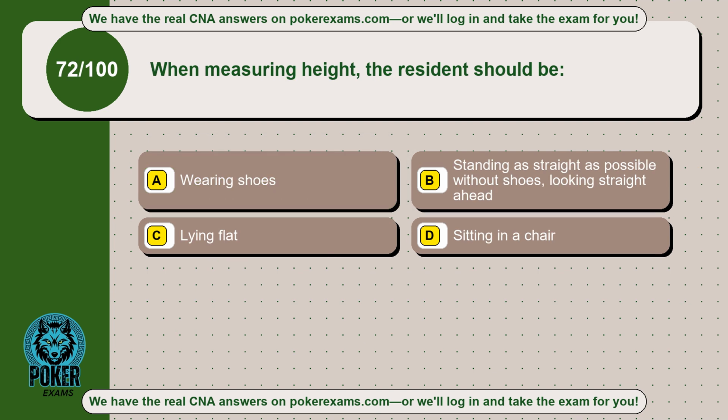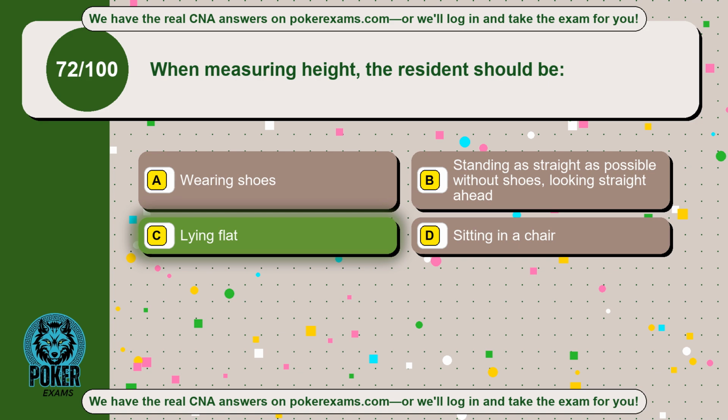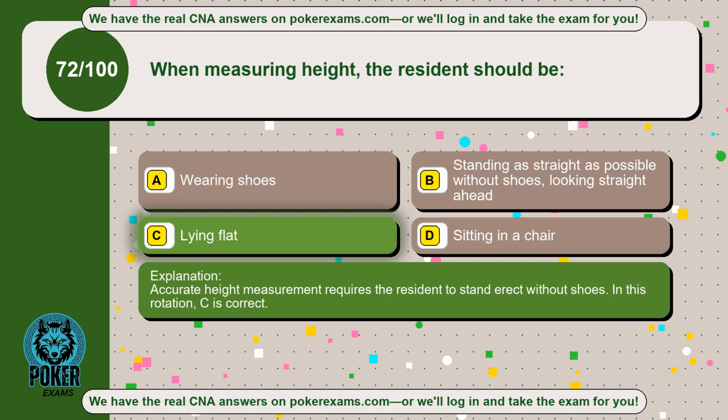Question 72. When measuring height, the resident should be: Option A, wearing shoes. Option B, standing as straight as possible without shoes, looking straight ahead. Option C, lying flat. Option D, sitting in a chair. The correct answer is option C. Lying flat. Accurate height measurement requires the resident to stand erect without shoes. In this rotation, C is correct.